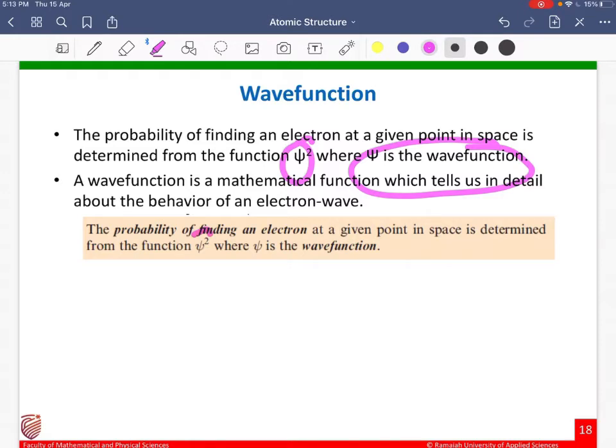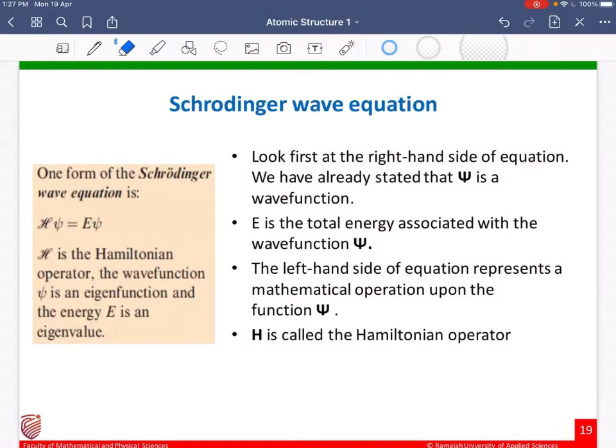So the probability of finding an electron at a given point in space is determined from the function psi square, where psi is the wave function. One form of Schrodinger wave equation is given here, H psi equal to E psi. When first looking at this equation, you might ask, can one divide the equation by psi and write H equal to E? This seems a reasonable question. But in order to answer it, and the answer is no, we need to understand what the various components of the equation mean. Look first at the right hand side of the equation.